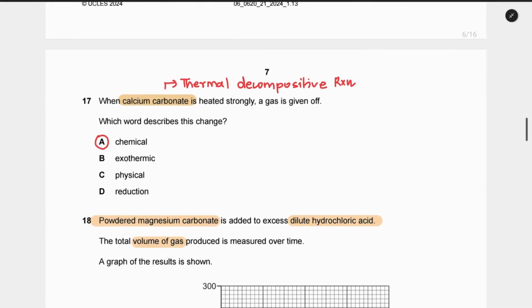17. When calcium carbonate is heated strongly, a gas is given off. So when I say calcium carbonate itself, it undergoes thermal decomposition. Okay, so let's see what word describes the change. It's a chemical change, quite obvious. Exothermic, no, it's not exothermic, it's a thermal decomposition. Physical, no. Reduction, no, there is no reduction taking place. So the final answer is A.